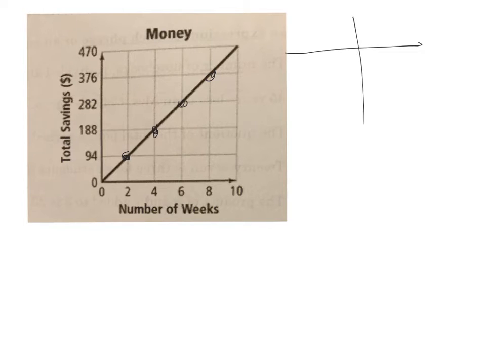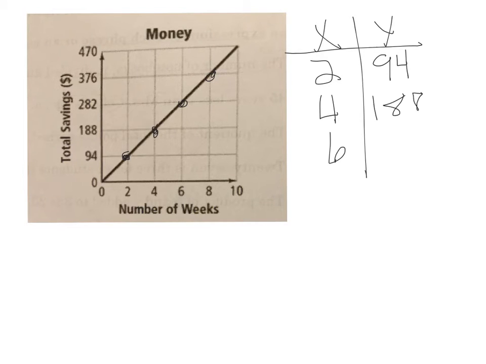Then I would make your table. So remember you have your x and your y. Your x always comes first. And I'm just going to count the same way, 2, 4, 6. And you don't have to put all of them down to get an idea. So I have 94, 188, and I have 282.